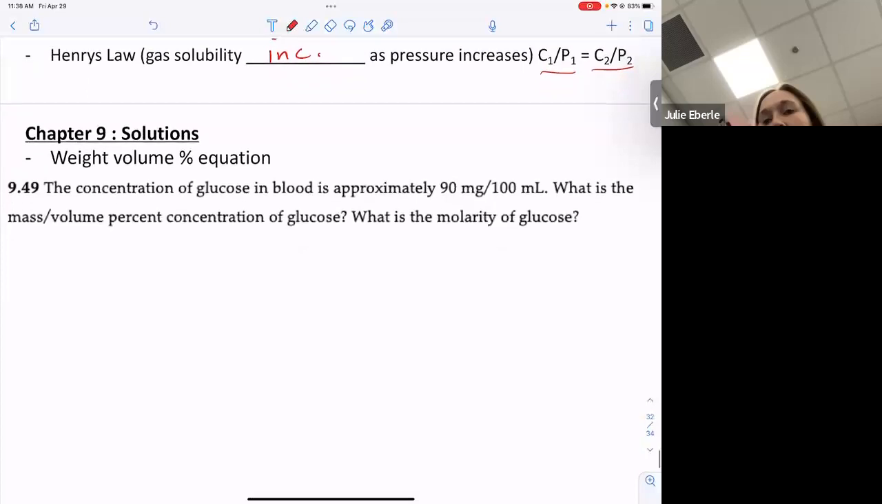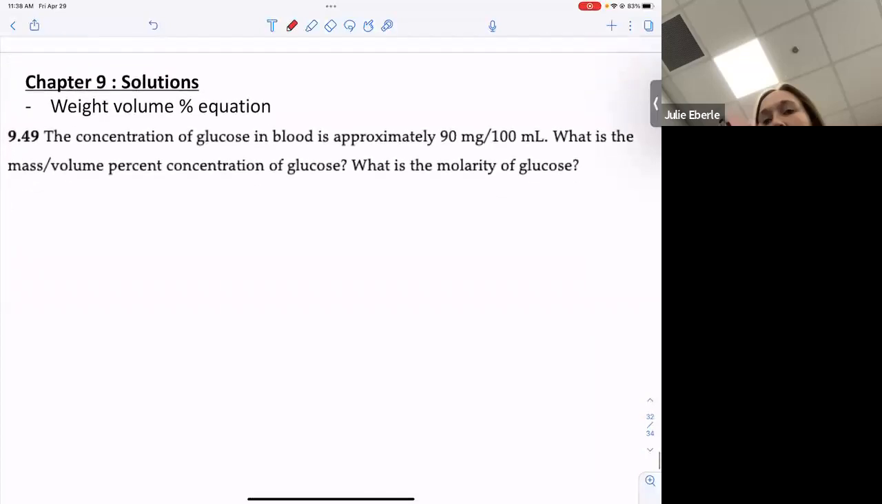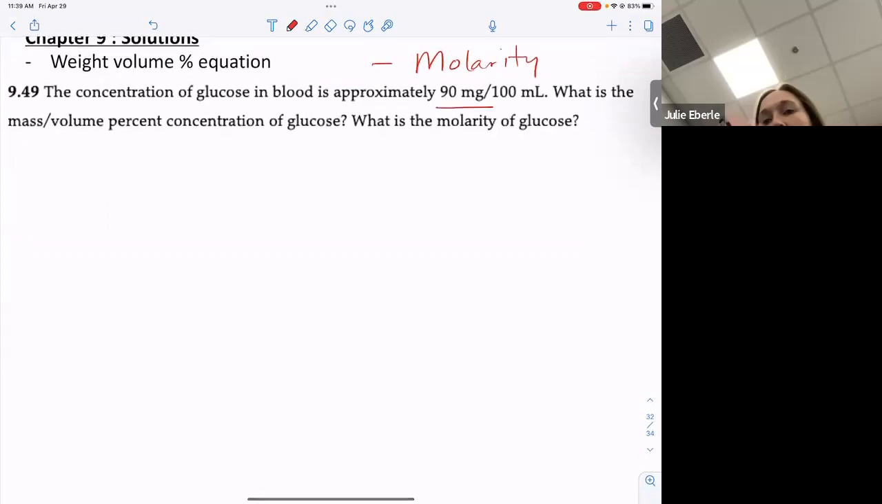Okay, after that, we got to units of concentration. So weight volume percent, or molarity. We discussed both. So let's work a weight volume percent problem. It says the concentration of glucose in blood is approximately 90 milligrams per 100 mL. What is the mass volume percent concentration of glucose? And what is the molarity? These are the 2 we looked at, so we're going to do both. It tells us that the concentration is 90 milligrams of glucose in about 100 milliliters of blood.